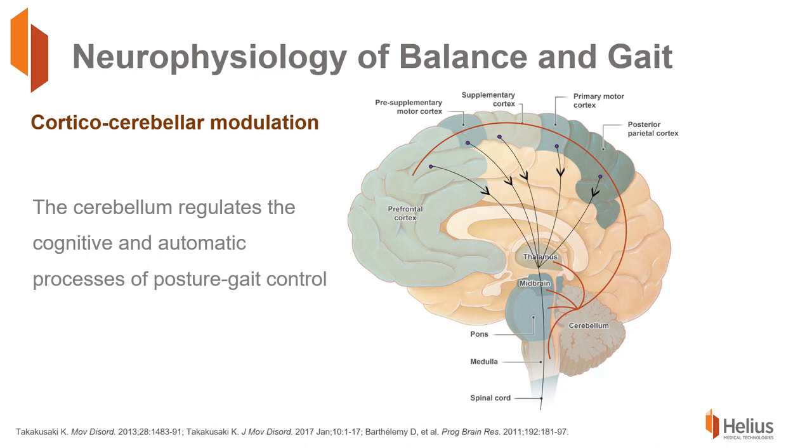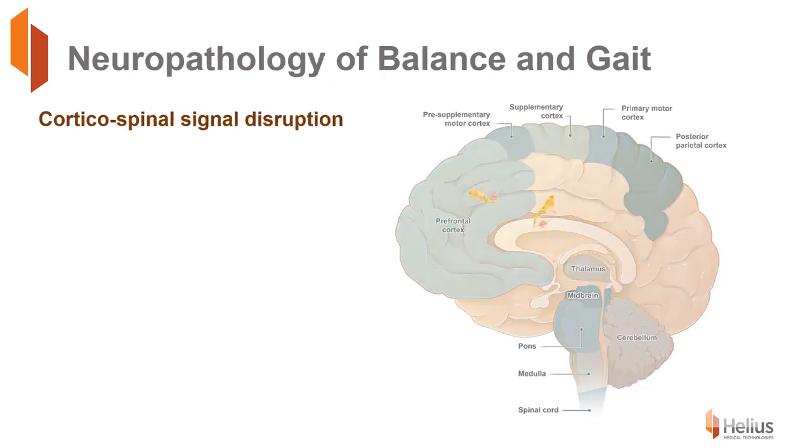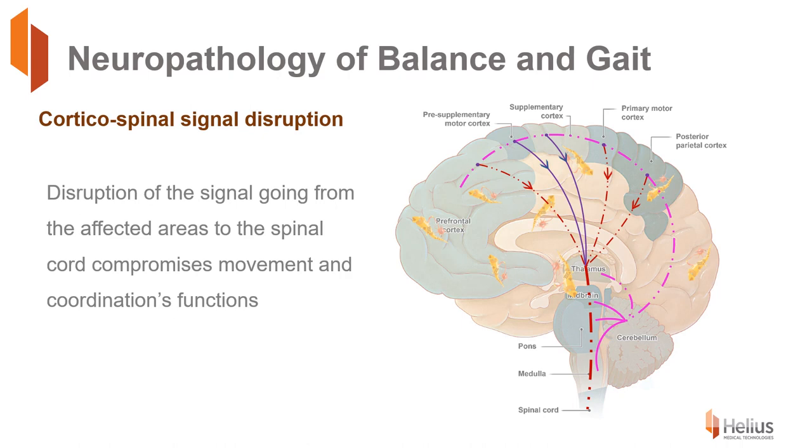The cerebellum regulates the cognitive and automatic processes of posture and gait control by acting on the cerebral cortex and the brainstem, respectively. Disruption of the neuritic axonal network and/or other neurodegenerative changes produce lesions either in specific areas or diffusely across the brain. Depending on their location, these lesions can alter corticocerebellar circuits, disconnecting brain circuitries between cerebellum, thalamus, striatum, prefrontal, and motor cortical areas. This process leads to disruption of the signal going from the affected areas to the spinal cord, compromising movement and coordination functions mediated by the cerebral cortex, the brainstem, or the cerebellum.